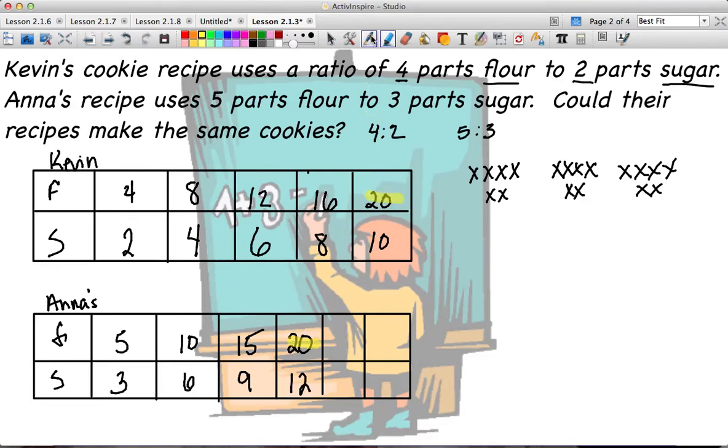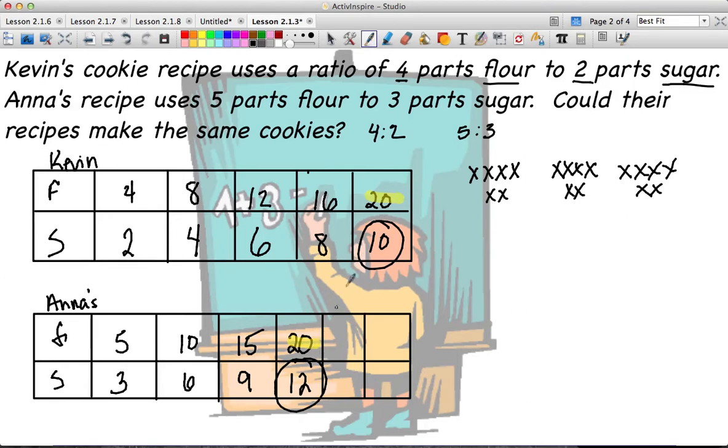Now, to make them the same recipe, they have the same first number, the same parts of flour, so now they have to have the same parts of sugar. However, since 10 and 12 are not the same, we can conclude that Kevin and Anna's recipes will not make the cookies the same. So like I said before, you have to have a common number, whether that number is the first number or second number.